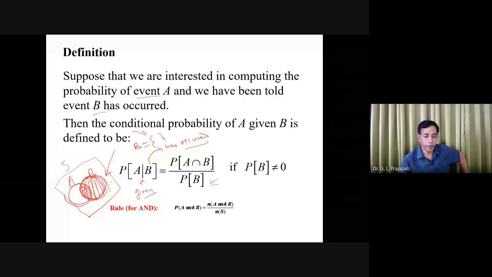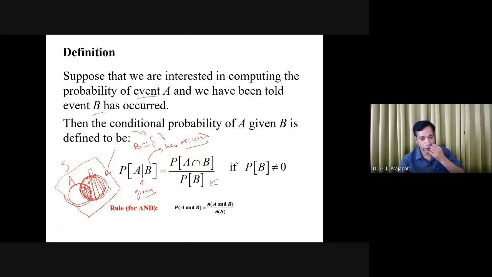So if event B occurs, then the outcome can be here, or here. Event A will occur if and only if the outcome is in the intersection. So if your outcome is in the intersection, then you can say that event A occurs. You may have any number of outcomes here, and an outcome occurs, but you don't know whether it is here or here or here. You are only given that event B has occurred.